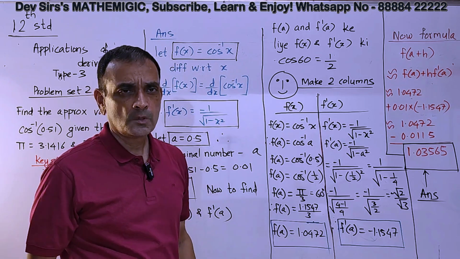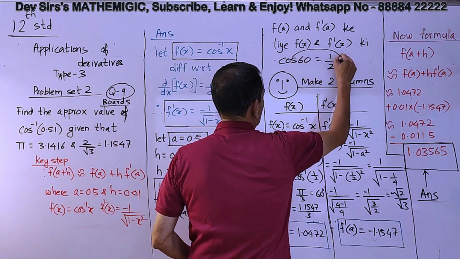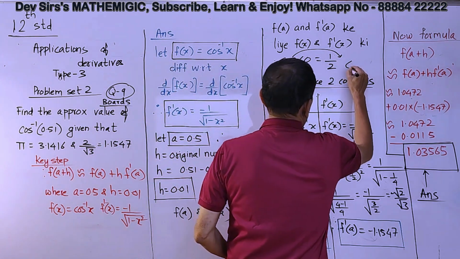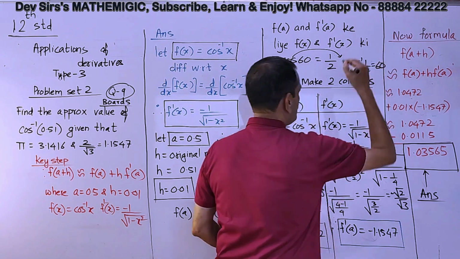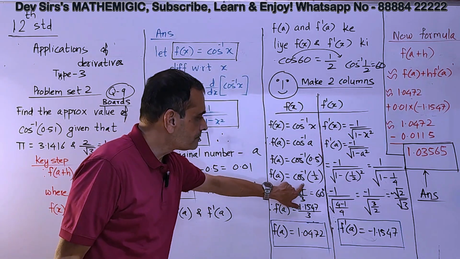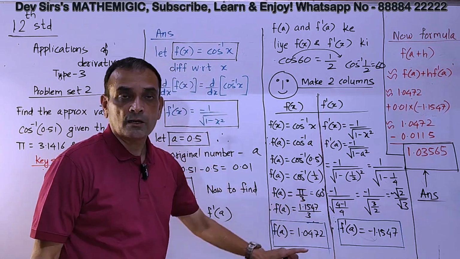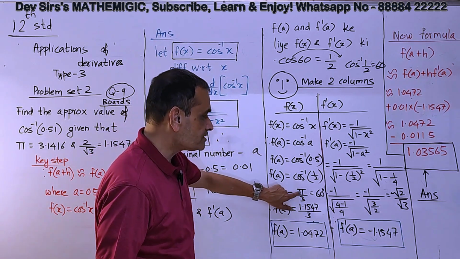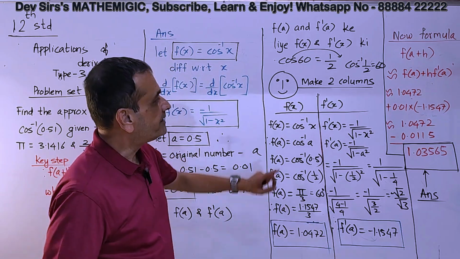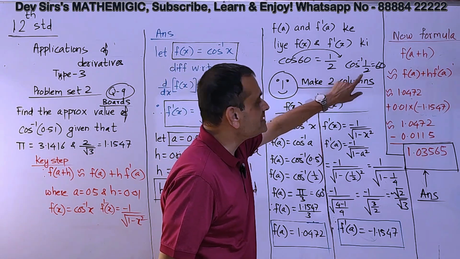We know cos को ये साइड में ले लो. cos inverse half equal to 60. Now 60 degrees means pi by 3. Approximations में don't write in degrees. Radians pi by 3. Okay, that is how we get cos inverse half means 60 degrees.